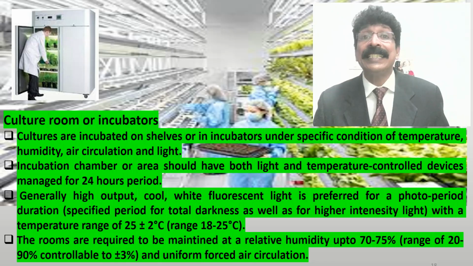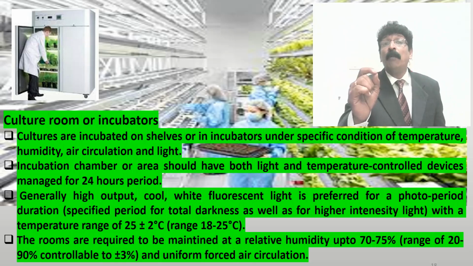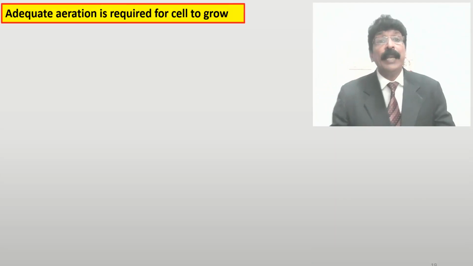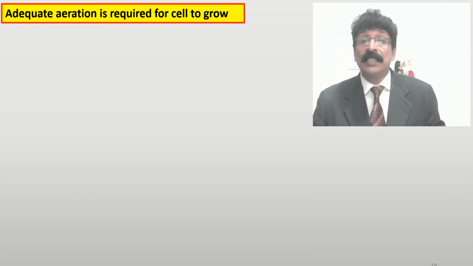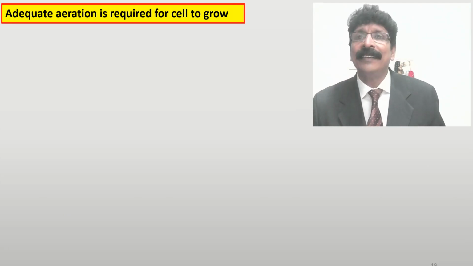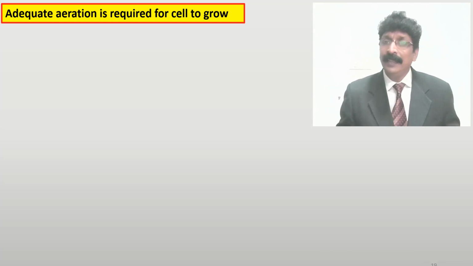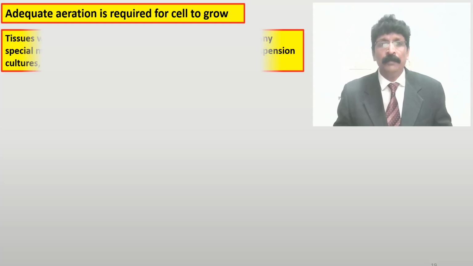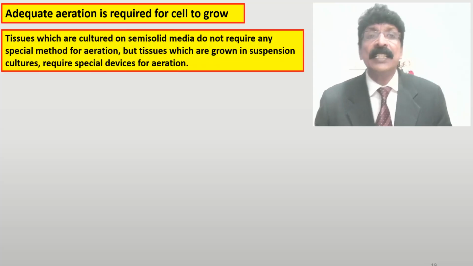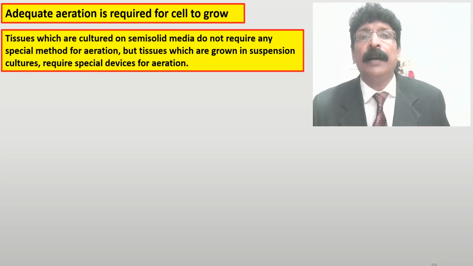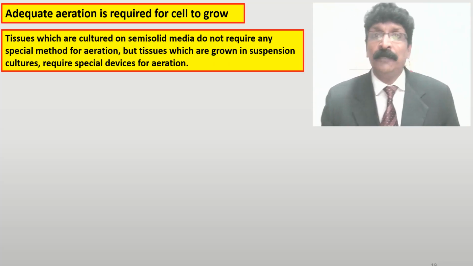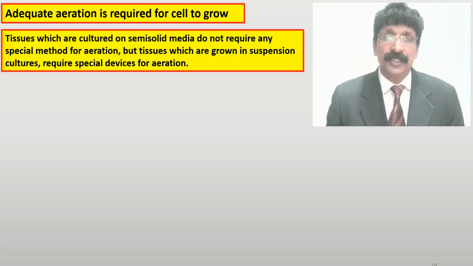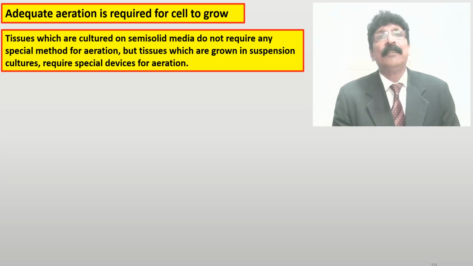controllable to plus or minus 3 percent, and uniform forced air circulation should be provided. Adequate aeration is required for cells to grow. I made this slide just to show the importance of adequate aeration. There are various methods, and apart from these, new technologies are also available. Tissues cultured on semi-solid medium do not require any special method for aeration, but tissues grown in suspension cultures require a special device for aeration.